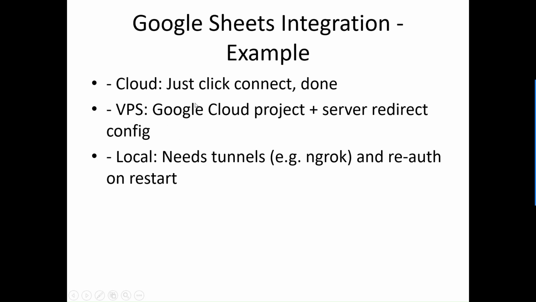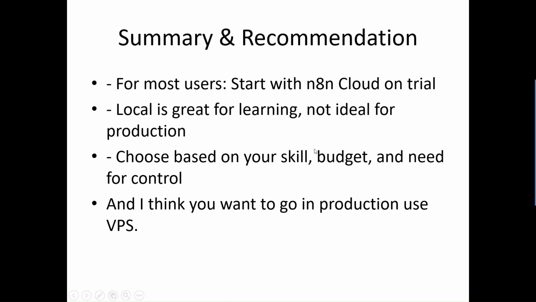You can see an example. Just like the connect button in cloud, just click on sign in with Google, and it will make it. VPS: you have to set up a Google Cloud project and server redirect config. Local needs a tunnel, for example ngrok, and reauth on restart. Not too much, just one thing, ngrok. It will just give a URL, a public-type URL for your localhost. Okay, which you will use. We will see how to set it up in this course.